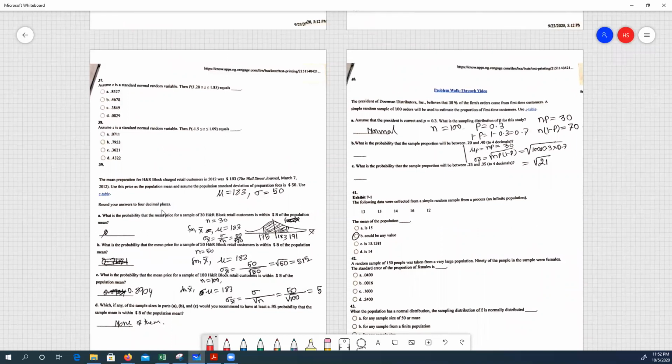Here, number 39. This is about sampling distribution. I have also sent you a video about sampling distribution. So what is sampling distribution? The sampling distribution means, for example, if you have a population, suppose this is the population, and suppose you want to know the average score of the students for this course.